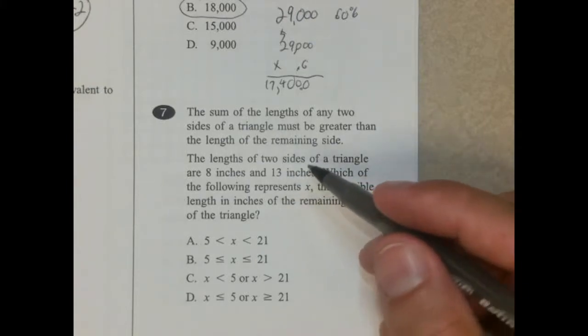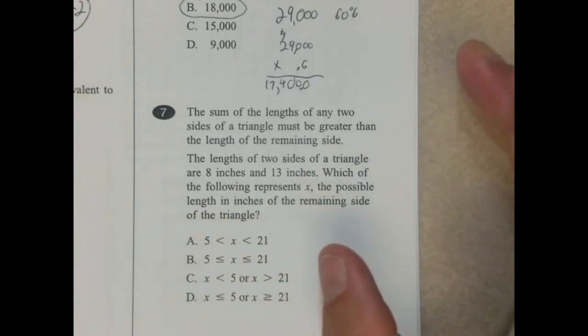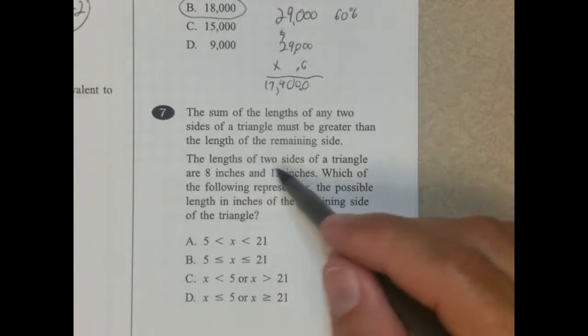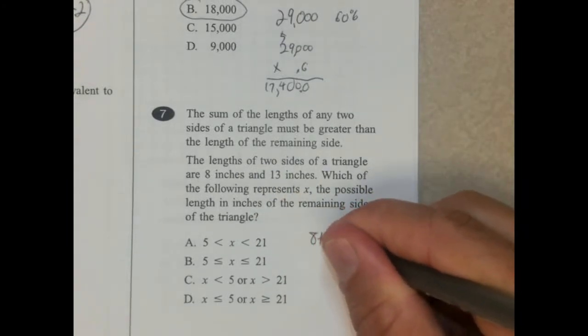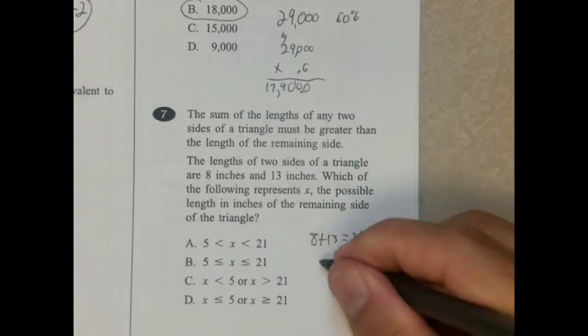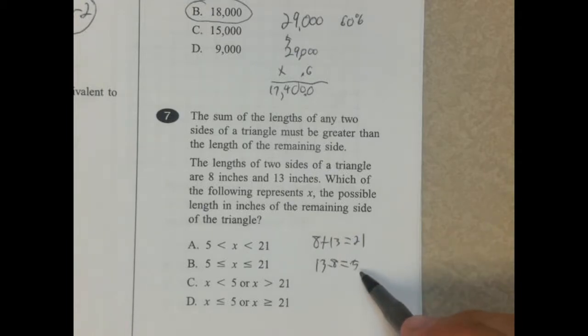Okay, so really simple, this problem. When you're given 2 of the 3 sides of a triangle and you need to find the range that the third side could be, you're going to add them and subtract them, and that will give you the range, the high and low value. So 8 plus 13 is 21, and 13 minus 8 is 5. So it has to be greater than 5 and less than 21.